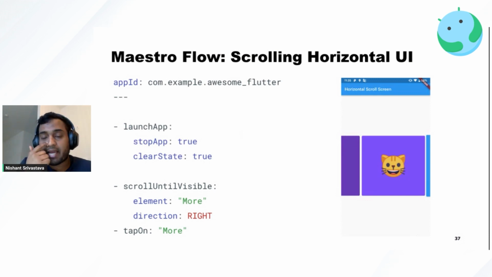this is an example app that I've also created with the same Flutter code. These are different screens in the same project itself. Basically, you have a list of items and you can scroll them from the right. And basically, you are going in a horizontal direction for them. But notice how the test has changed a little bit, and I'm doing some tricks here, which I will mention. So what I'm doing here is that I'm launching the app, stopping the app in case it's already been started, clearing the state. And then I'm saying scroll until visible the element more.